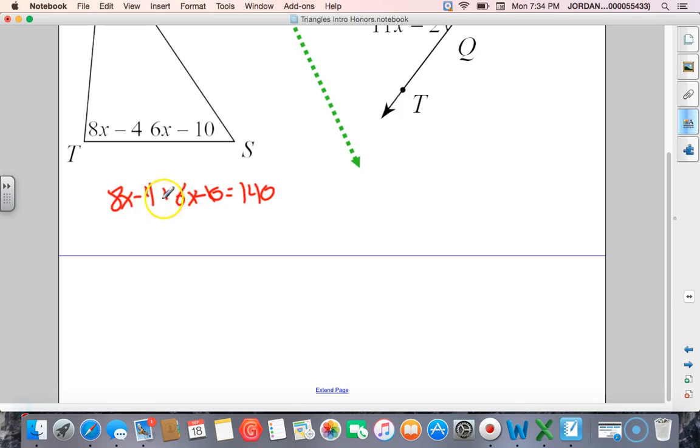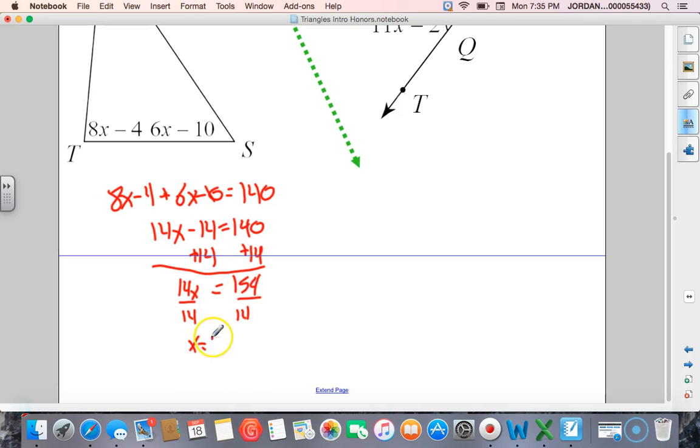Alright, so 8x and 6x is 14x. Minus 4 and minus 10 is minus 14. Alright, so now I'm going to add 14 to both sides, and bring down the 14x. 140 plus 14 is 154. And divide 14, divide 14. So x is going to equal 11. Alright, so that's how you do that one.